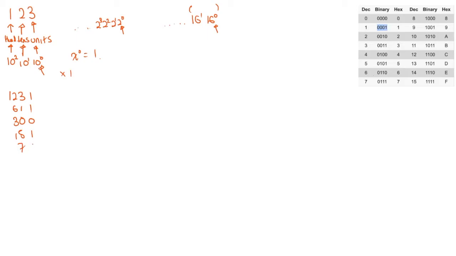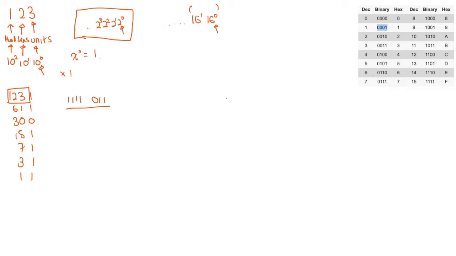7 halved is 3, oops-a-daisy, getting ahead of myself, with 1 left over. 3 halved is 1 with 1 left over, and I cannot half 1, so I will always have 1 left over. We go from the bottom up, and our number is 1111011. And using this information, we're going to see if this number adds up to 123.